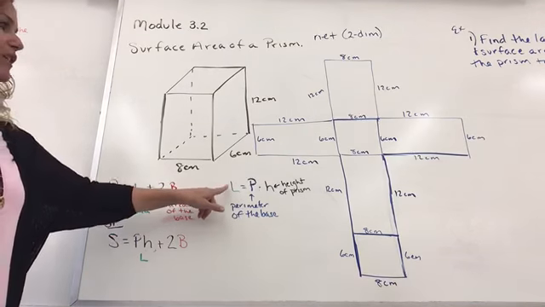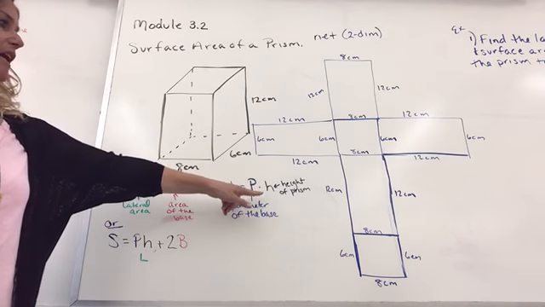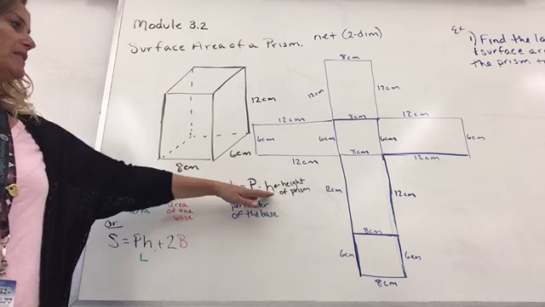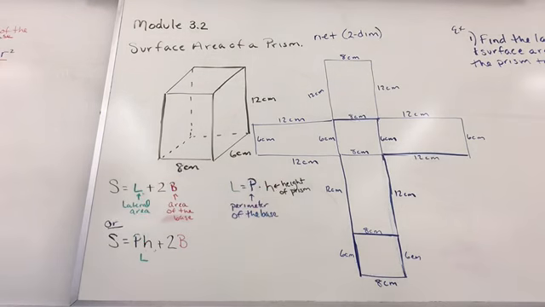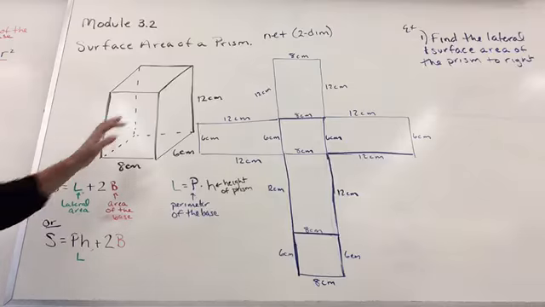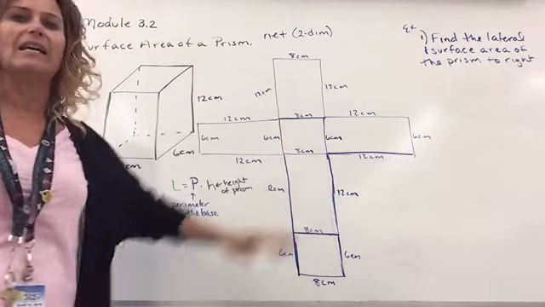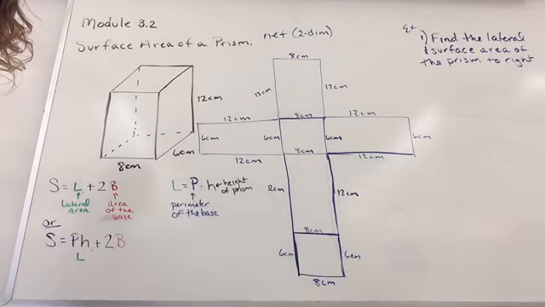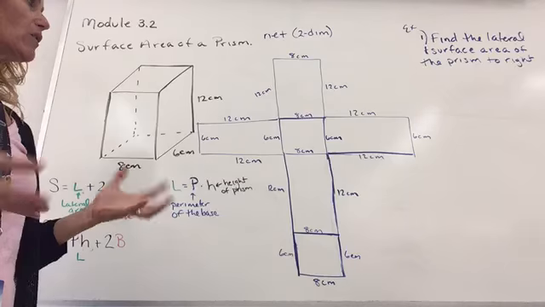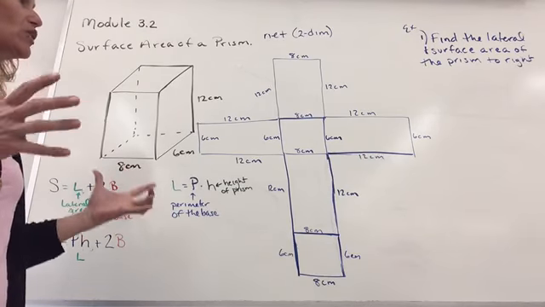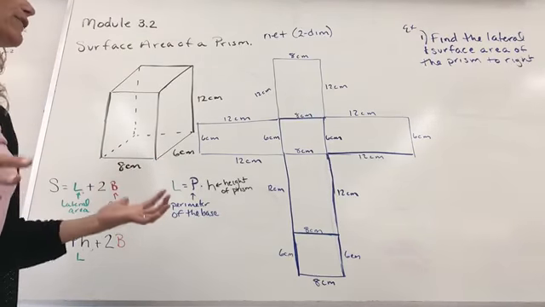To find the lateral area, we take P times H. P is the perimeter of the base, H is the height of the prism. So this big blue thing right here that we've got kind of drawn out everywhere, this is called a net diagram. A net diagram is when you take a three-dimensional figure and you undo it. So you cut it along the edges and you lay it flat.